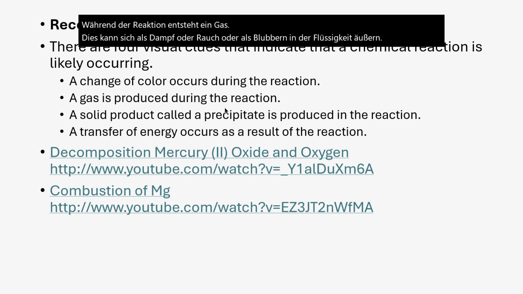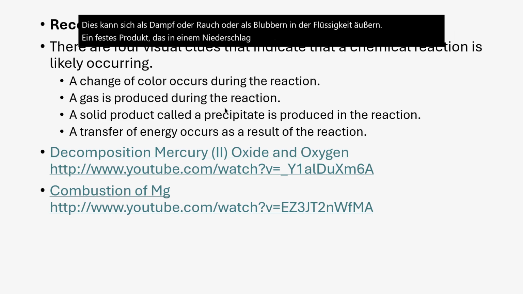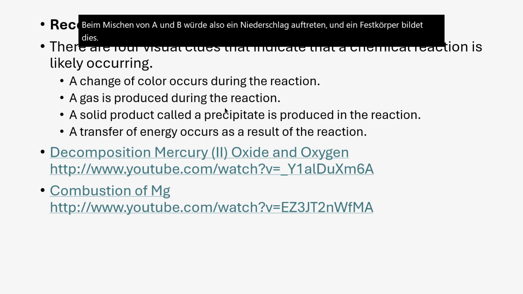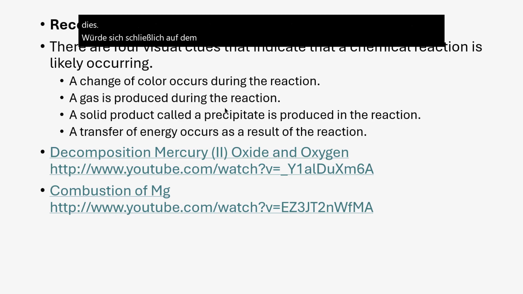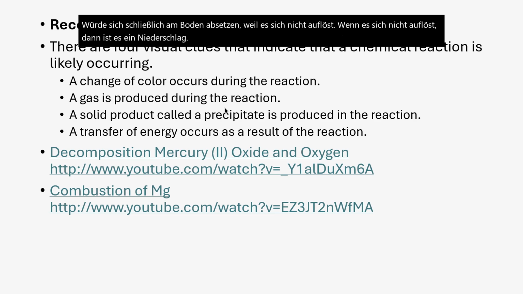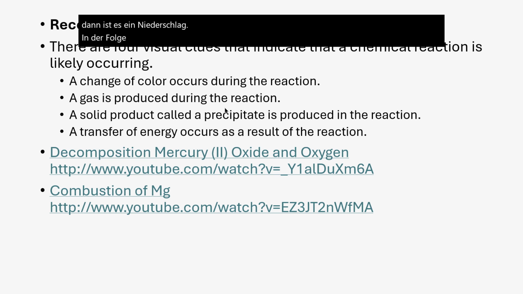A solid product called a precipitate is produced in the reaction. So a precipitate would appear as you mix A and B and a solid forms that would eventually settle to the bottom because it doesn't dissolve. If it doesn't dissolve, then it is a precipitate. A transfer of energy occurs as a result of the reaction. This could be exothermic or endothermic.